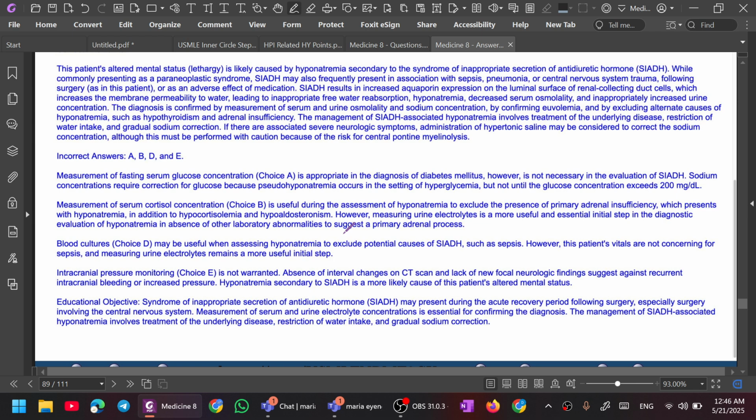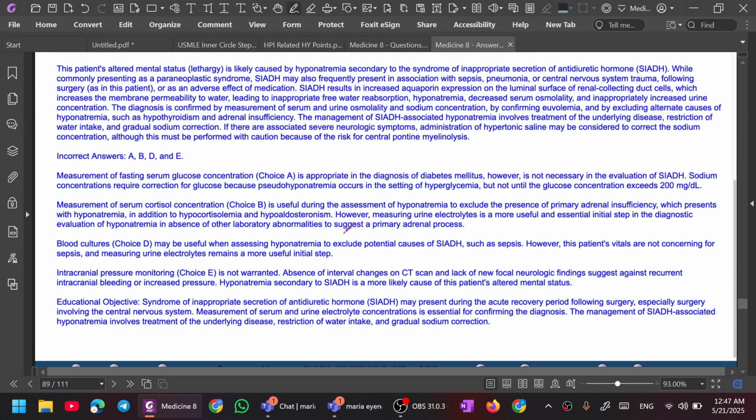It's not B and E because of the following. Measurement of serum cortisol concentration is useful during assessment of hyponatremia to exclude the presence of adrenal insufficiency, which presents with hyponatremia in addition to hypocortisolemia and hypoaldosteronism. However, measuring urine electrolytes is a more useful and essential initial step in diagnosis and evaluation of hyponatremia in the absence of other lab abnormalities that suggest a primary adrenal process.